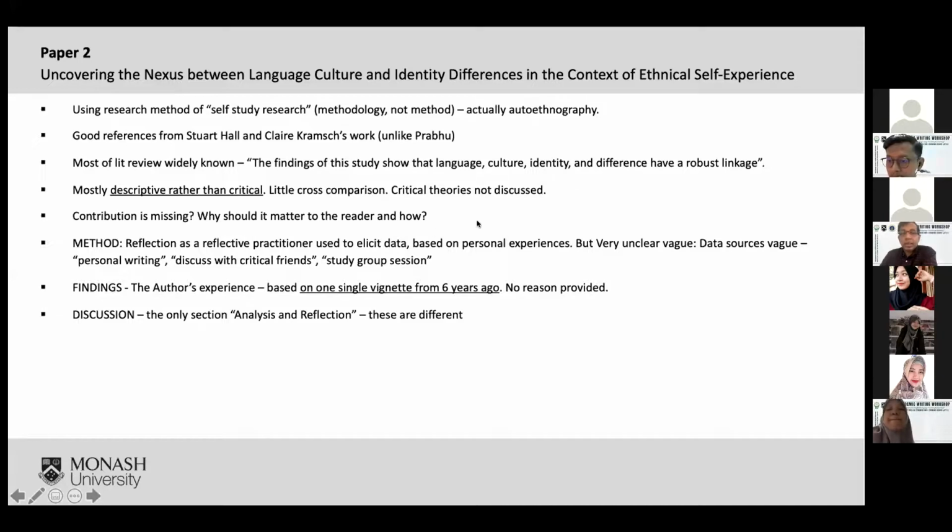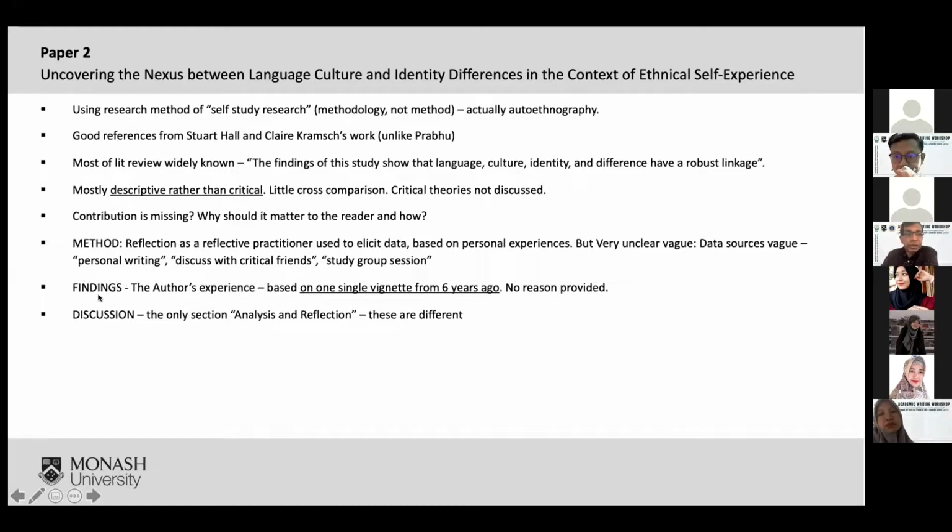The method is based on, I think, a personal experience of some foreigners meeting an elderly person in a pesantren, I think, 6 years ago. And the author says that the method is personal writing, discussed with critical friends, study group session, but I couldn't see any evidence of that. So the data sources are vague. They're not clear. Again, it's not a big problem. It just needs to be specified.